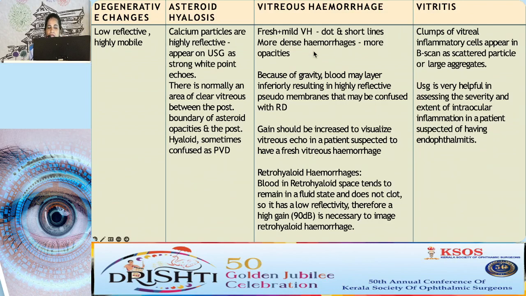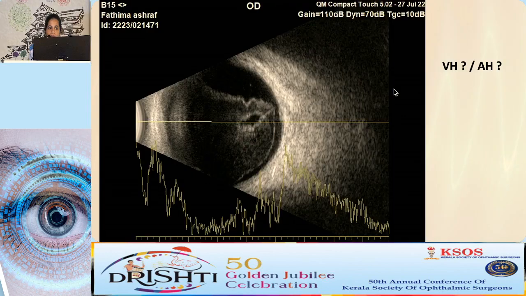A vitreous hemorrhage shows dot and short line echoes which are freely mobile with moderate intensity, and sometimes the gain has to be increased, especially in fresh vitreous hemorrhage. And for vitritis, again, they are dot echoes which are moderate echogenicities and highly mobile.